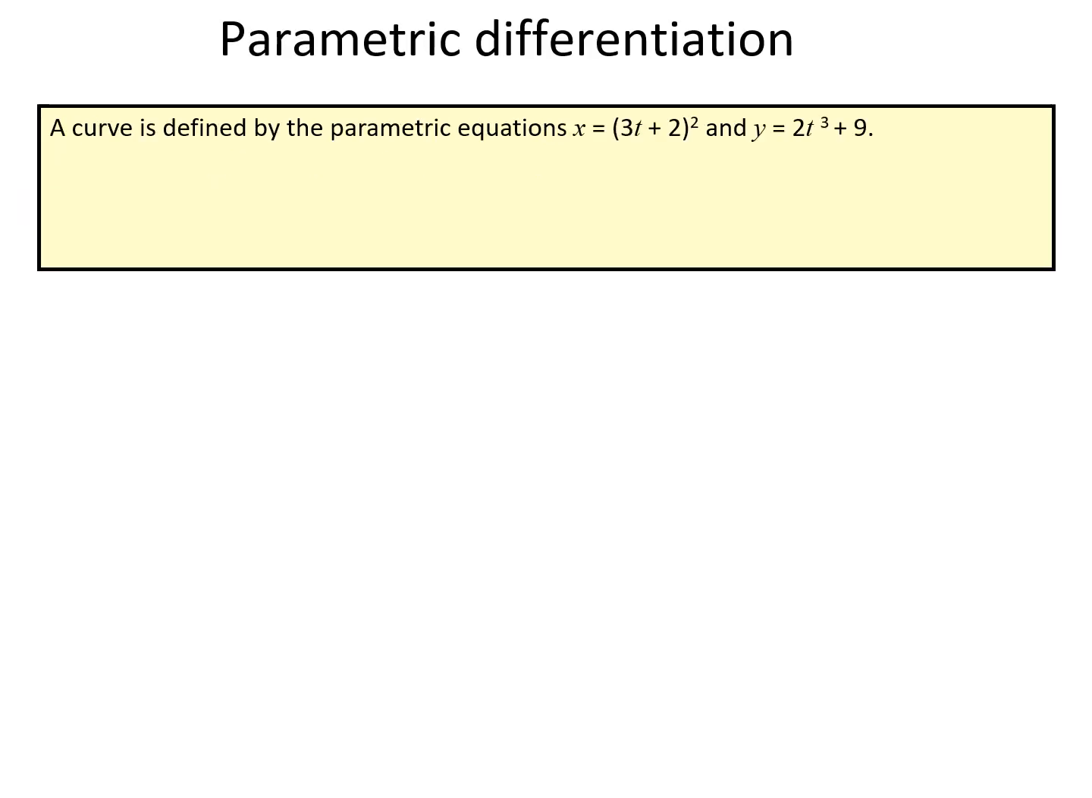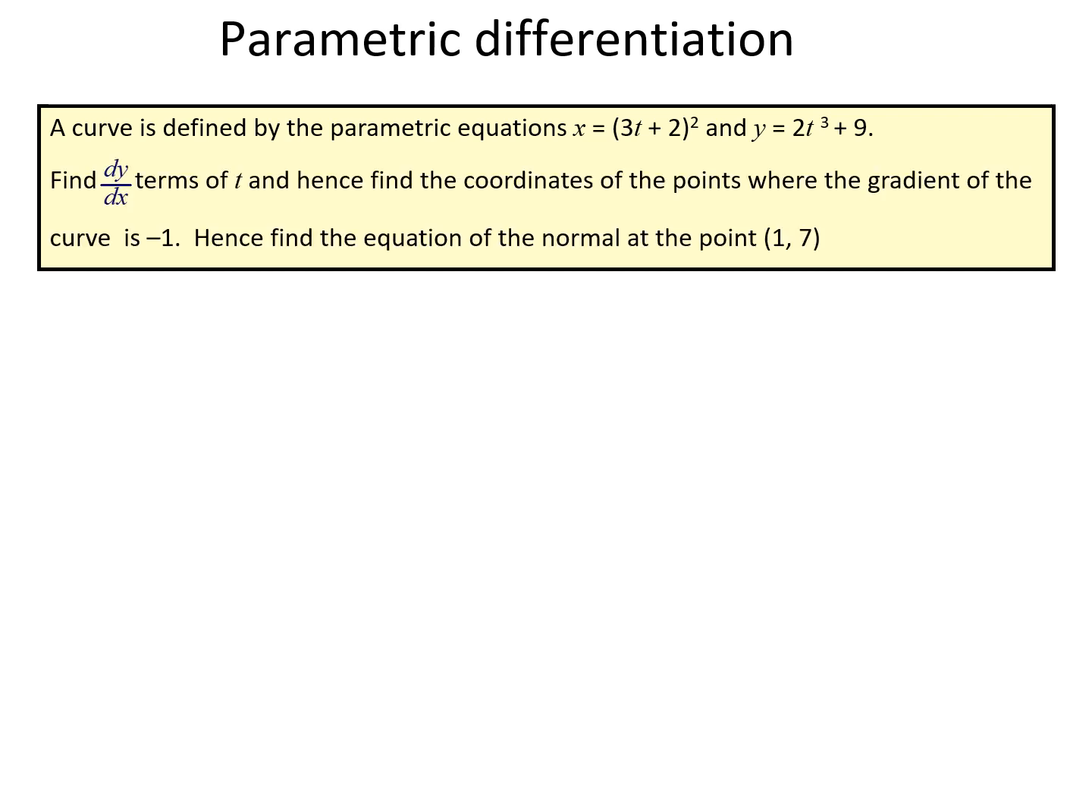Right, what's next? So a curve is defined by a parametric equation, that thing. Find dy/dx in terms of t, and hence find the coordinates of the points where the gradient of the curve is minus 1. Hence find the equation of the normal. So I've got to find the gradient and equal it to minus 1, it seems.